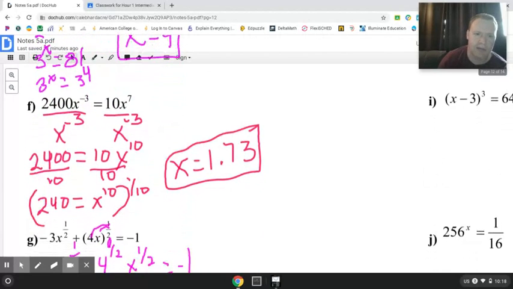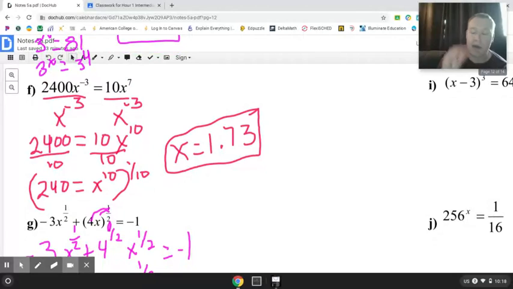For F, same problem as the one on the other page there. So I moved that x to the negative third. I always move the smaller x. So that would give me x to the 10th. I then divide by 10 to get all my x's by itself. So I get 240 equals x to the 10th and reciprocate. So that gives me 1.73.